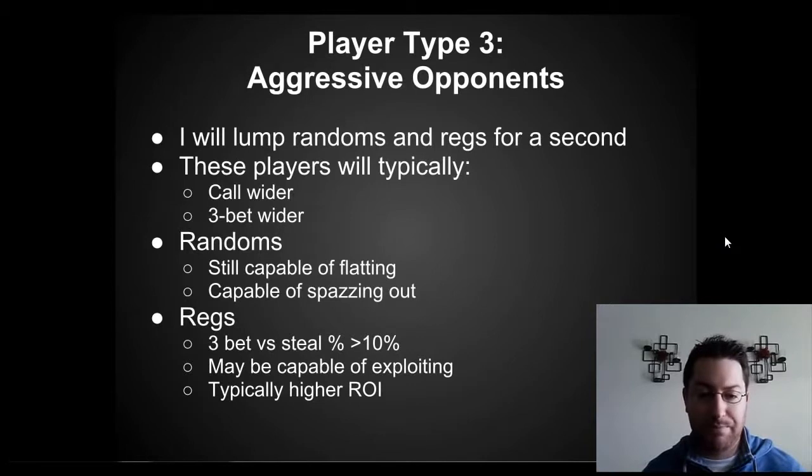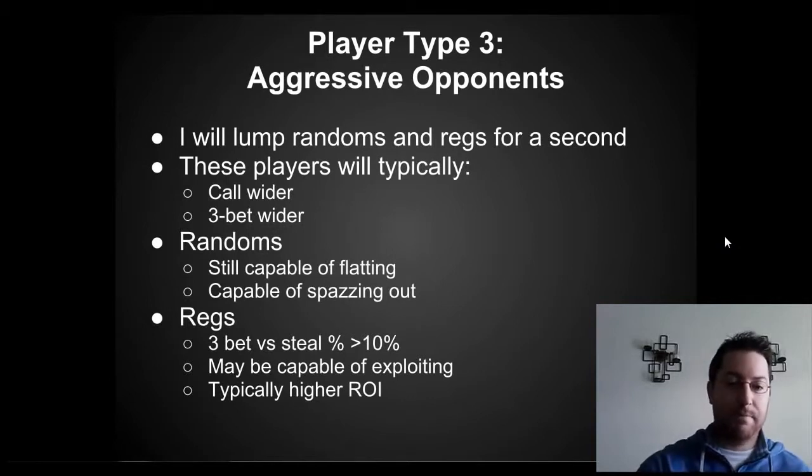Then you've got regs. As I mentioned before, their 3-bet versus steal will probably be greater than 10%, so they are looking to potentially exploit. Now, a reg who's a winning player and who's adopting this more aggressive, looking-to-exploit style might be the better regs in your game. They're paying attention. They know ranges a little better than your ABC regs. They're looking to exploit, so you definitely want to be careful of them.